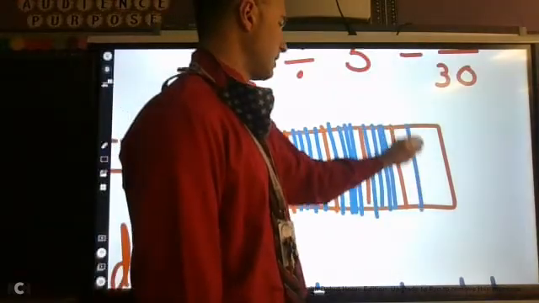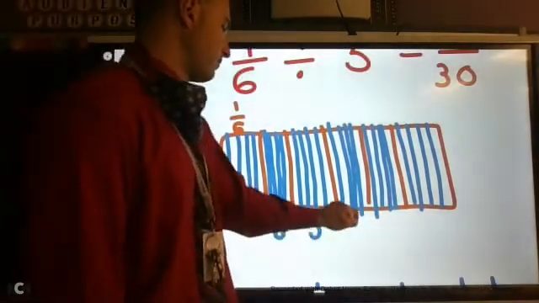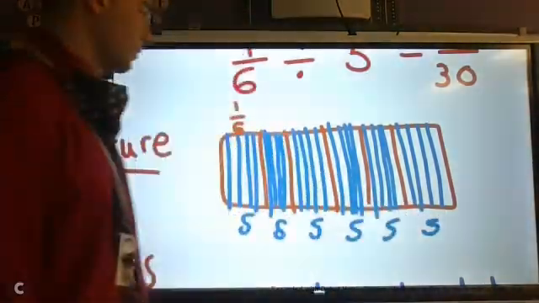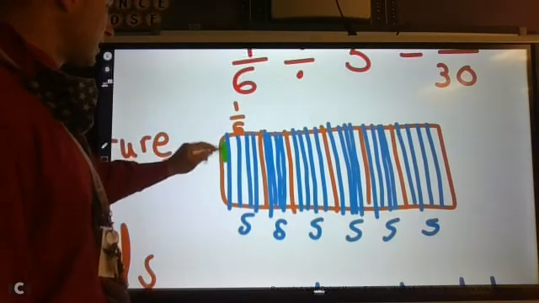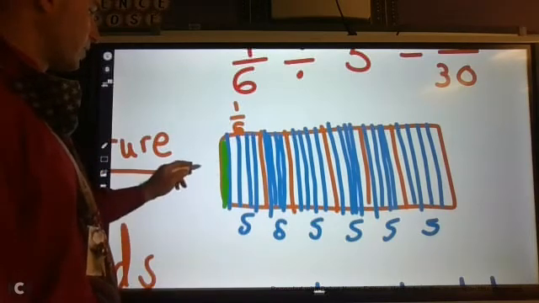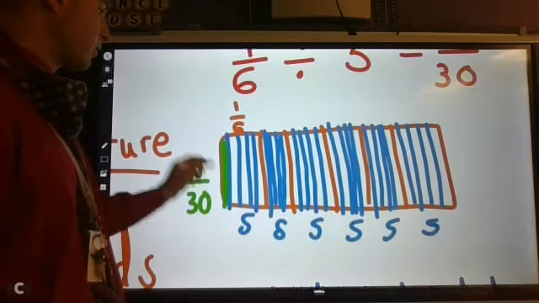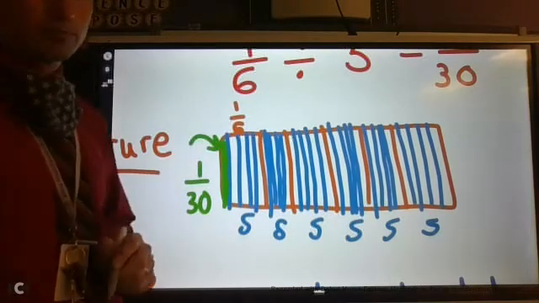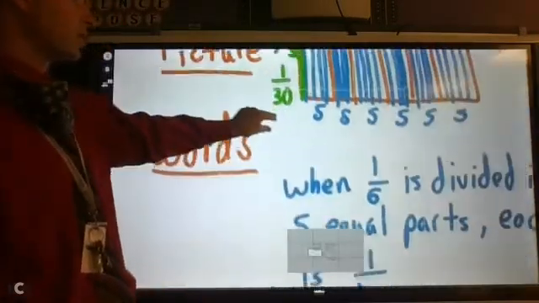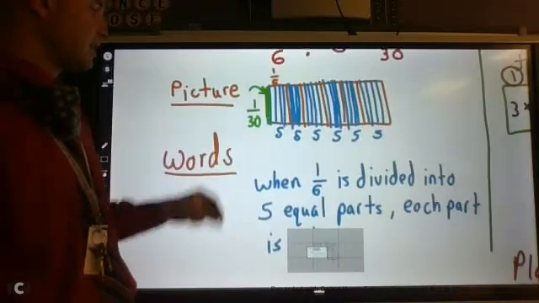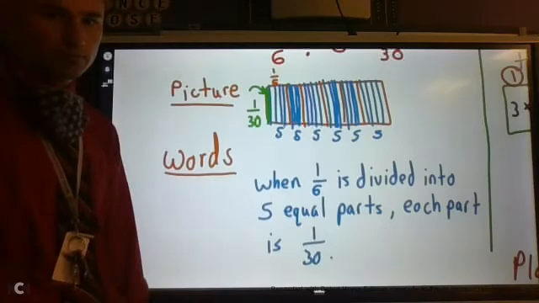Now that's going to be really hard to count. So there's an easier way to figure this out. 5, 5, 5, 5, 5, and 5. So how many of these guys are there? There's 1 out of 30 is what this is going to be worth. 1 out of 30. That's my picture. How do I explain it in words? When 1/6 is divided into 5 equal parts, each part is 1/30.